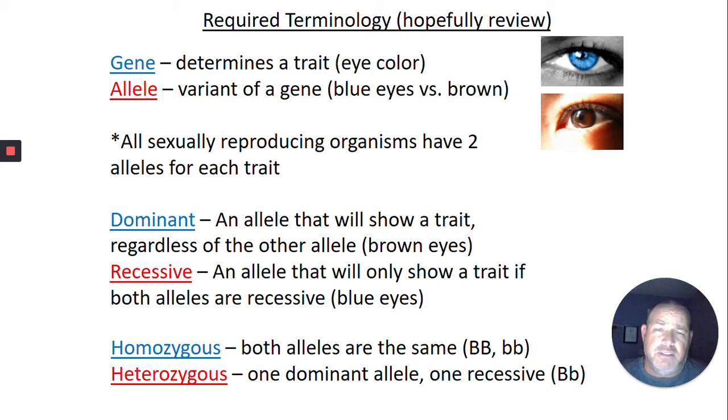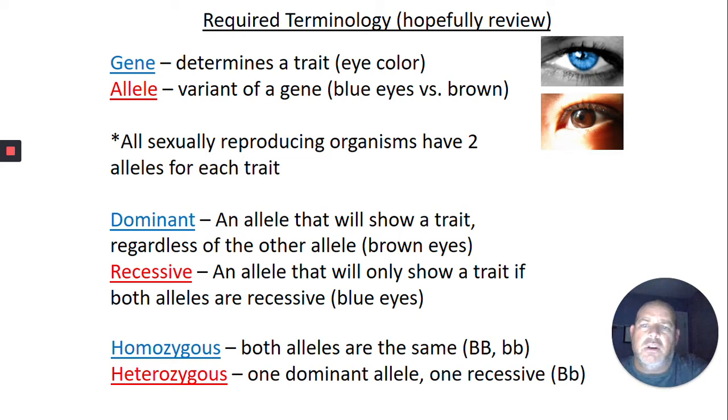You probably saw this in middle school, even doing Punnett squares and stuff like that. So genes determine traits. Eye color would be a gene, and the variant of the gene is the allele, like blue or brown. So the trait is the big category, the gene, and the variant of that trait is the allele. And we're going to talk a lot about alleles later today.